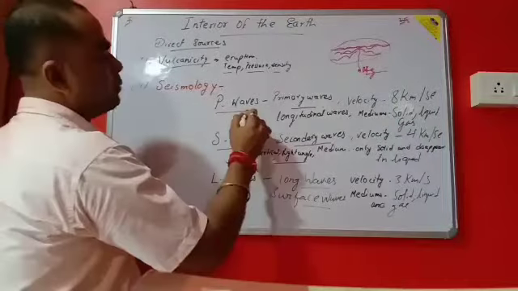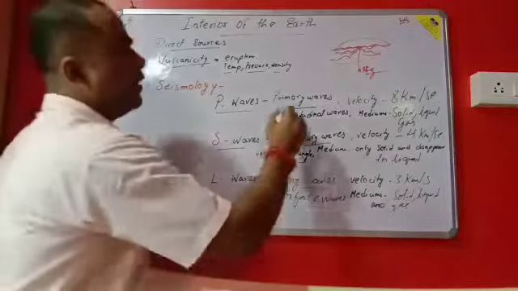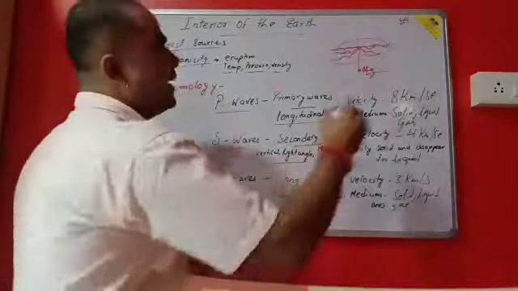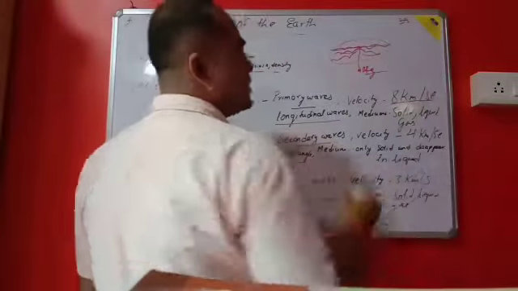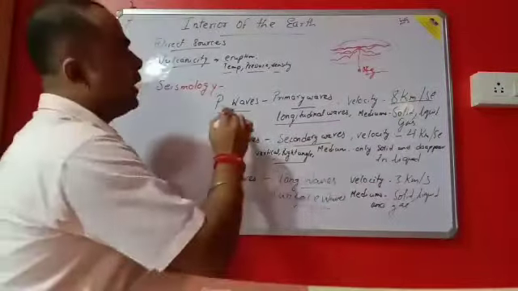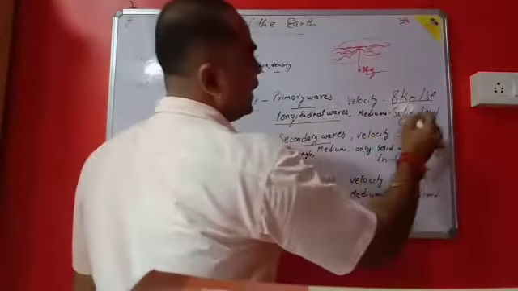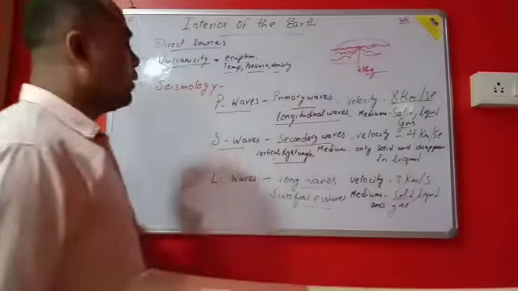Number one is P waves. P waves are also known as primary waves. They are longitudinal waves whose velocity or speed is 8 km per second, and these P waves or primary waves can pass through all the mediums, that is solid, liquid and gas.